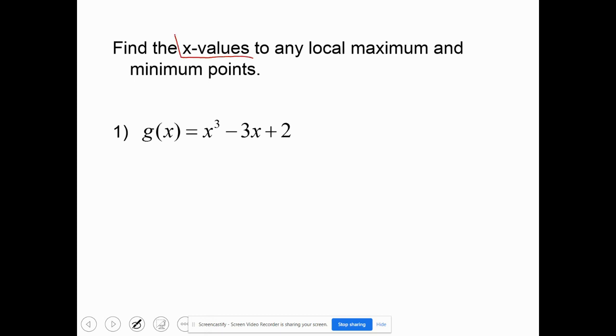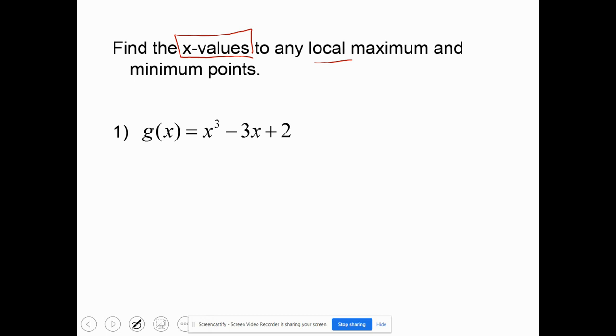Now, I would like you to notice here, I'm asking you to find the x values. Some problems will say, give me the x values. Some problems will say, find the y values. You'd find the x values first and then plug it in the equation to find the y values. Some will say, give me the whole point where you need the x and the y. You just have to pay attention to which one you're being asked for. So in this problem here, I want a local max or min.